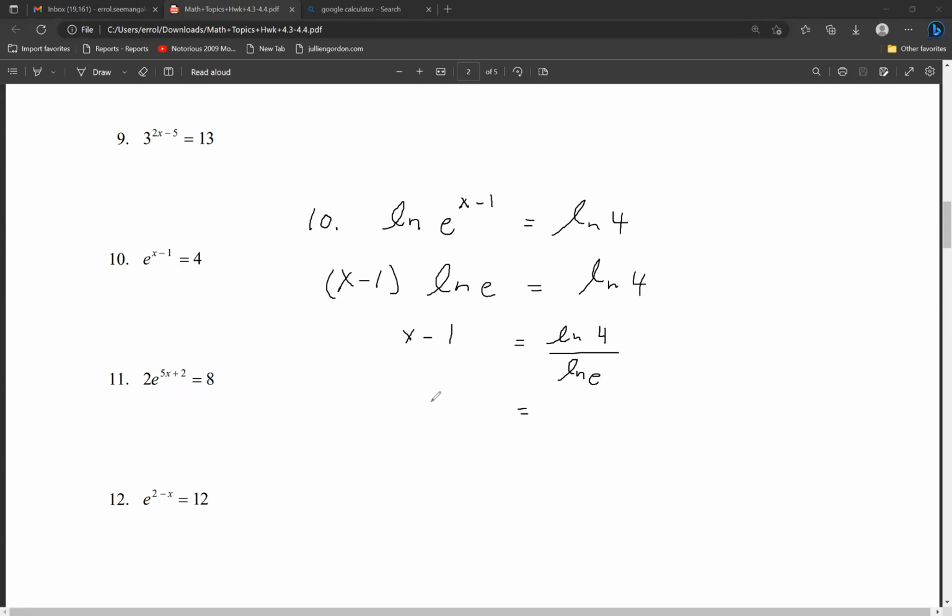So ln e equals 1, right? So now take the negative 1 on the left side. You're going to add 1 to both sides. So x equals ln 4 plus 1. Tell me what that equals on the calculator. You said x equals ln 4 plus 1.